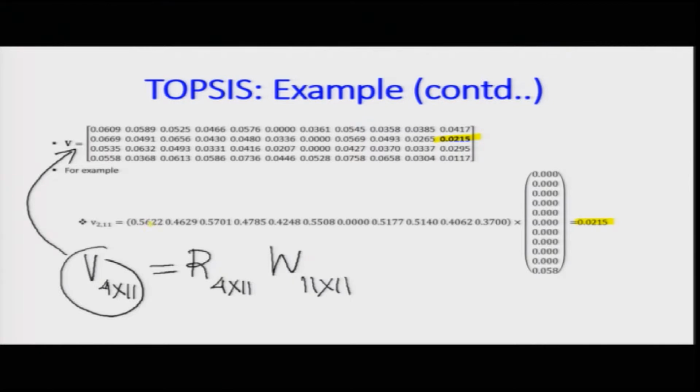So, these values, 0.5622, 0.4629 and so on till the last one, which is 0.37, were the already calculated normalized values for the matrix R. You multiplied them with the last column of the weights. If you remember, the last value was 0.058, which is about 5% weightage given to the 11th criteria. All the other cells were 0. If you multiply, the value comes out to be 0.0215. Based on that, you have the matrix V.